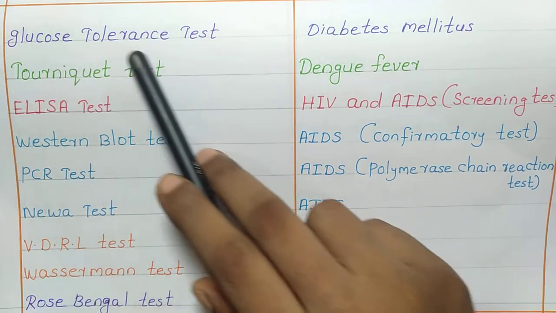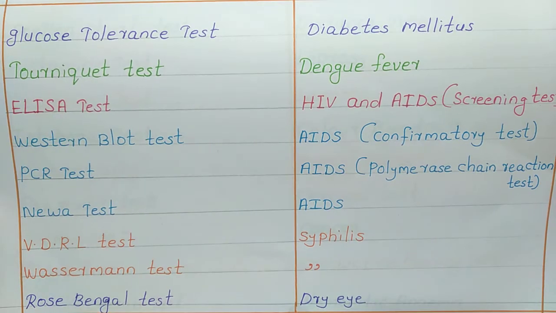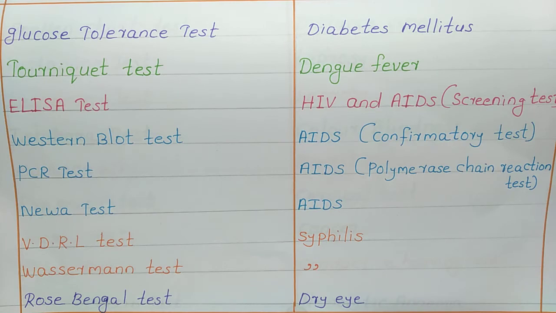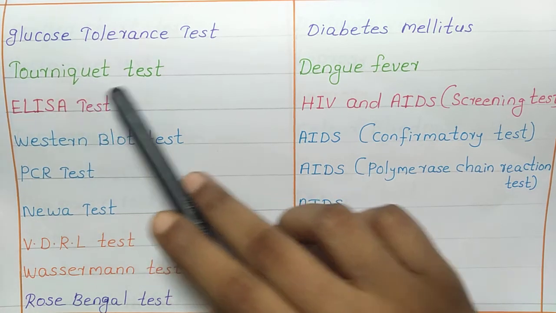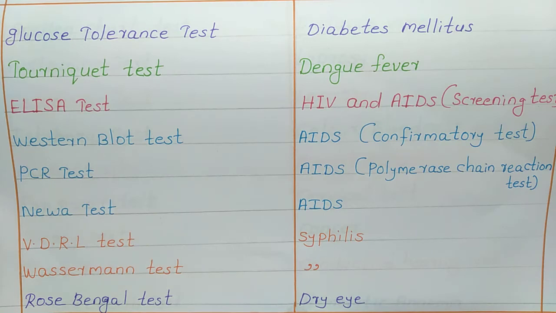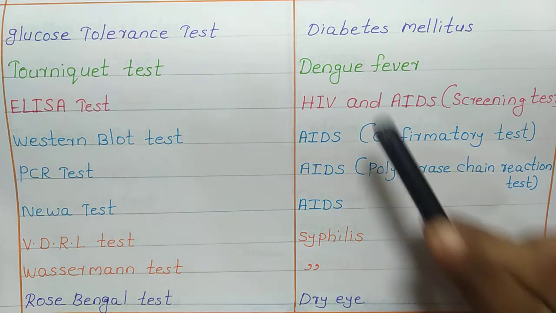Next one is the glucose tolerance test. The glucose tolerance test is to find out diabetes mellitus. Next is the tourniquet test. The tourniquet test is for the diagnosis of dengue fever.